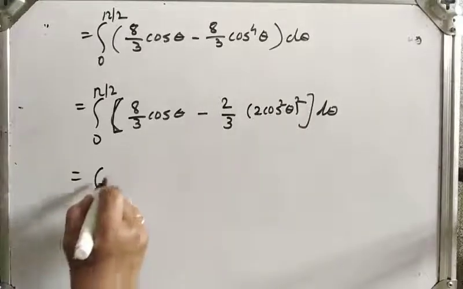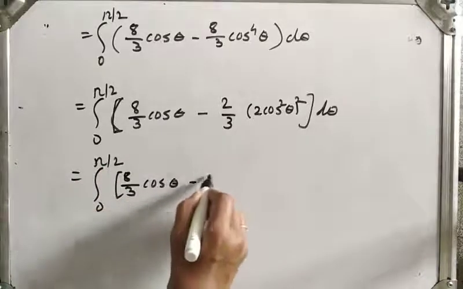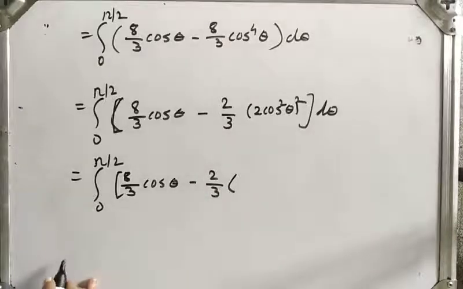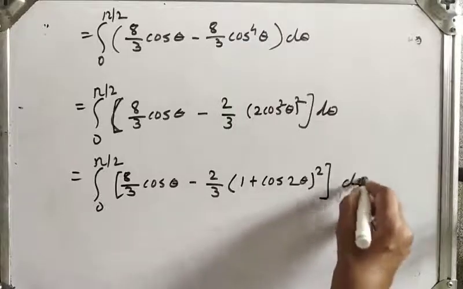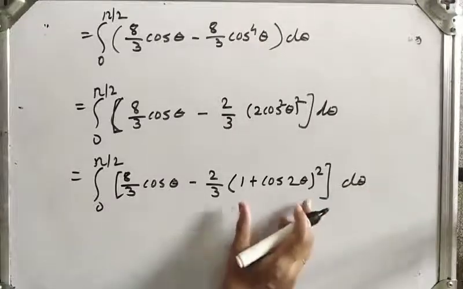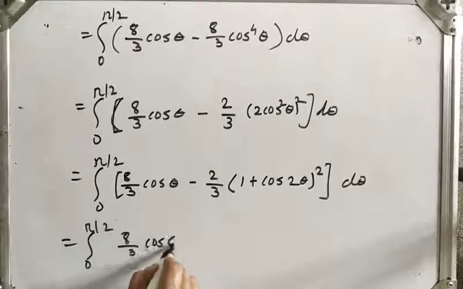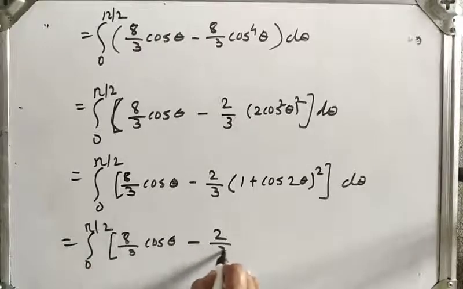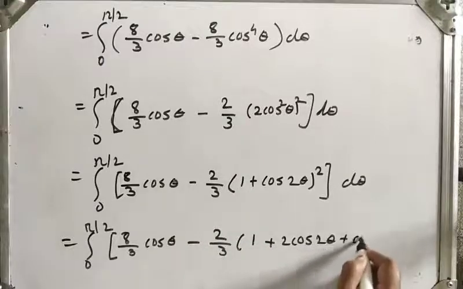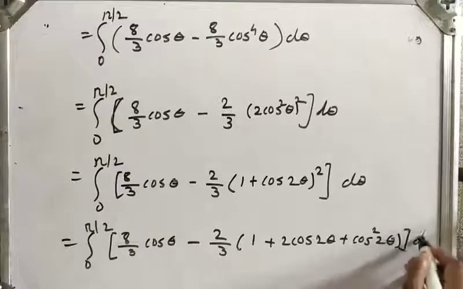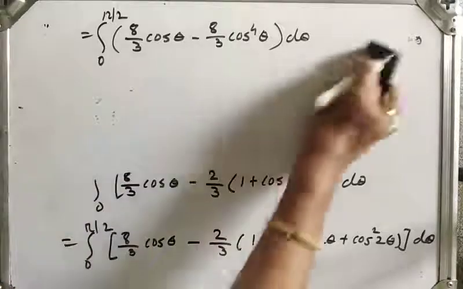So it is equal to the integral from 0 to pi by 2 of 8 by 3 cos theta minus 2 by 3, with 2 cos square theta the same as 1 plus cos 2 theta, bracket square, into d theta. Now let us expand it: the integral from 0 to pi by 2 of 8 by 3 cos theta minus 2 by 3, its expansion 1 plus 2 cos 2 theta plus cos square 2 theta, into d theta. Okay, next step.